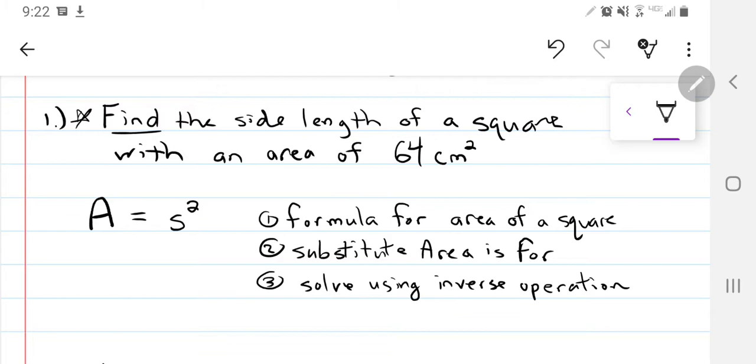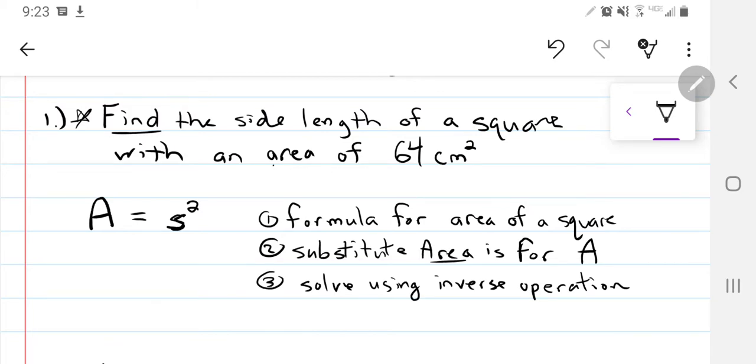But then you realize, wait, the length and width are the same. So let's just use one variable to represent both of those, and that's s for side length. And we can do that little square to say that we're just going to times it by itself. All right, now we're going to substitute in the area for A.